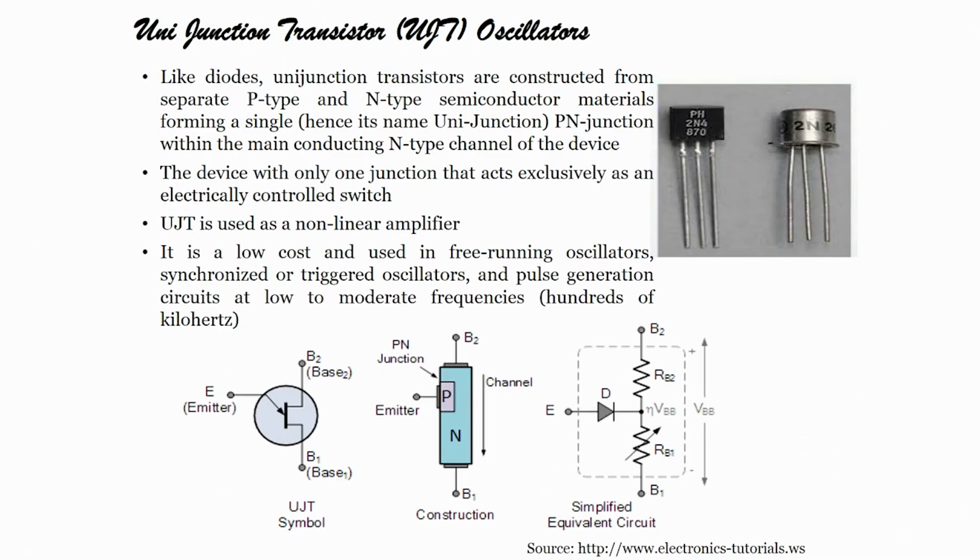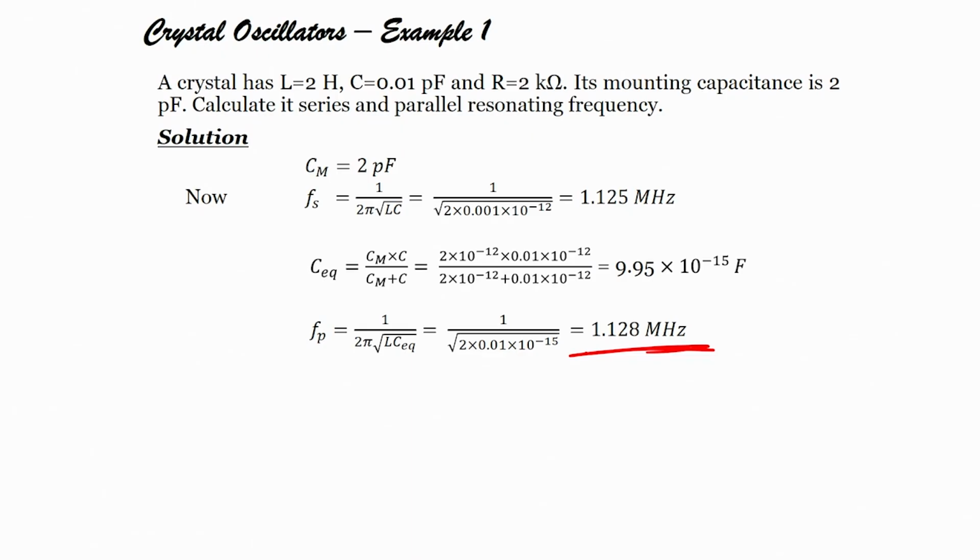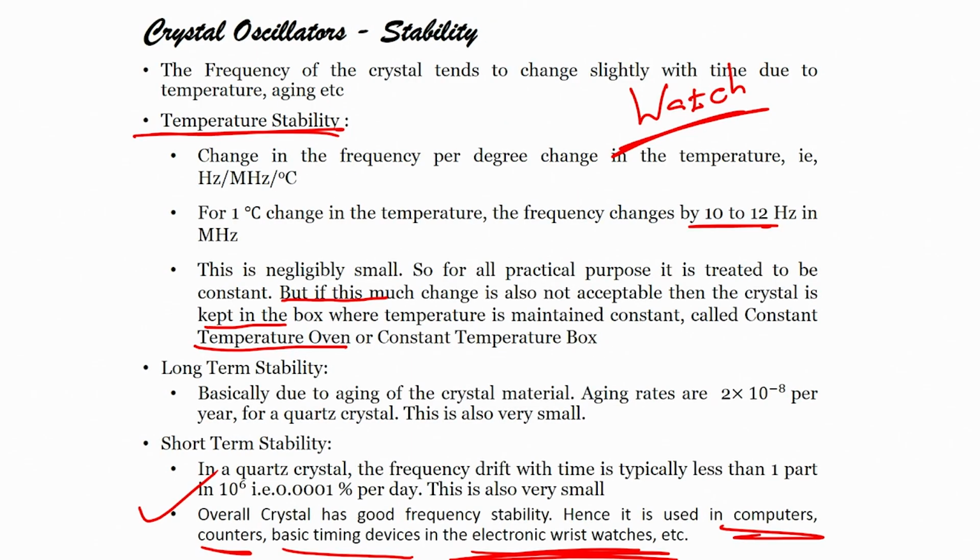Let us see another example. Now, this is the example of the unijunction transistor or UJT oscillators. Before we move to UJT oscillators, let us understand quickly about crystal oscillators, and then we will take the UJT oscillators in the next module. What we have seen until now is how crystals can be used in an oscillator, and what kind of crystals are available, which show the piezoelectric property, and which crystal is more stable.